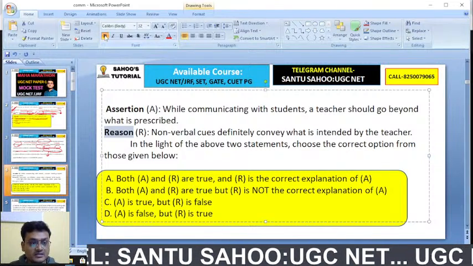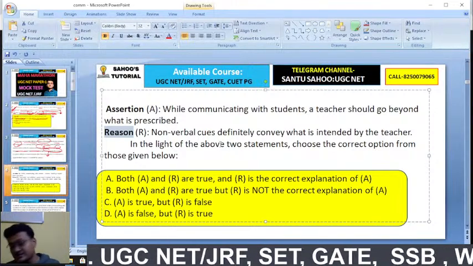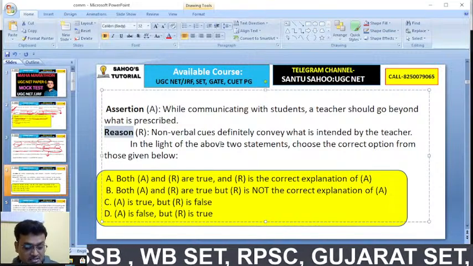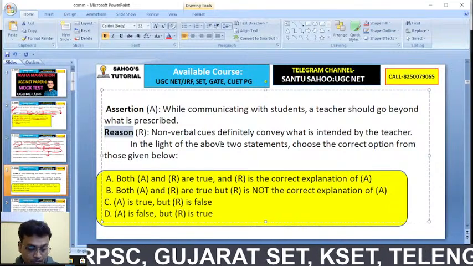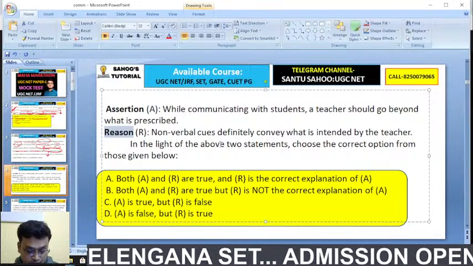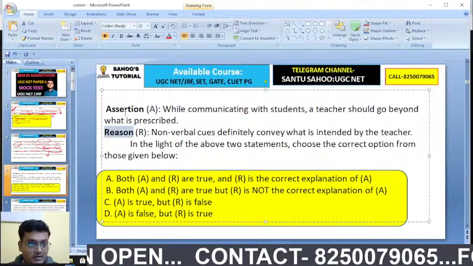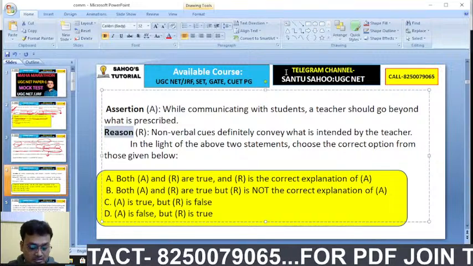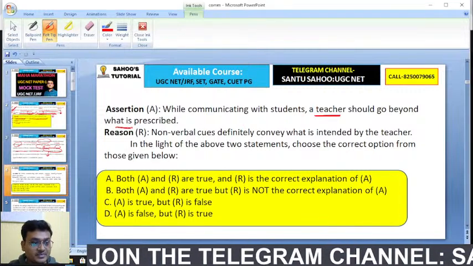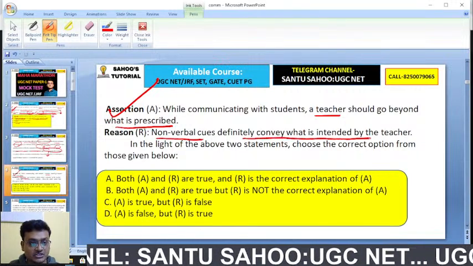Like an idiom, semantic barriers, okay. If there is an idiom, you are not able to understand the meaning of the idiom, so using idioms, tough words, is actually a semantic barrier. And when you are interpreting wrongly as well, so here, while communicating with the students, a teacher should go beyond what is prescribed. That is true. Non-verbal cues will definitely convey what is intended by the teacher.